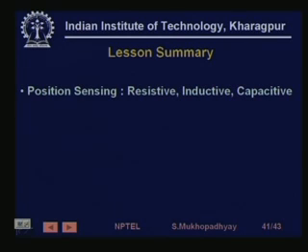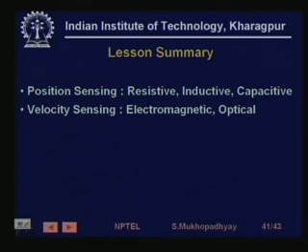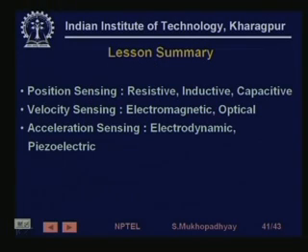So, we have looked at position sensing, and we have seen inductive, resistive and capacitive ways of position sensing. We have seen velocity sensing, we have looked at electromagnetic methods of velocity sensing, and we have looked at optical methods of velocity sensing. And we have seen acceleration sensing, where we have looked at piezoelectric and also one electrodynamic method. Okay. So, this has been a quick view through motion sensing.